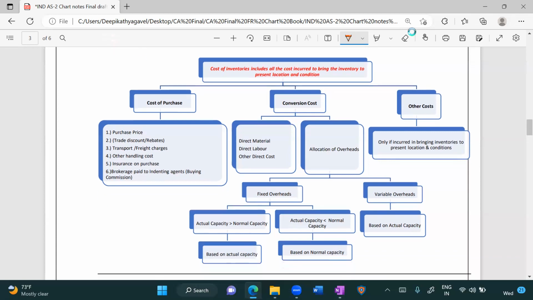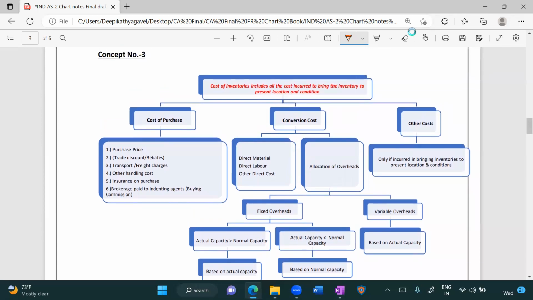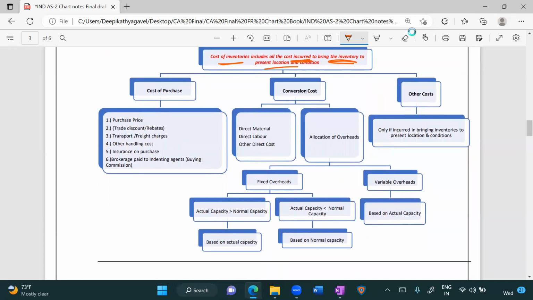Moving on to concept number 3, cost of inventory includes. So what all will the cost of inventory include? Now we spoke about measurement, and it said that it will be measured at lower of cost or net realizable value. So now we are going to see how you determine the cost of inventory. The cost of inventory includes all the costs incurred to bring the inventory to its present condition and location. Whatever directly attributable costs are incurred to bring the inventory to its present condition and location, all those costs will be included in the cost of inventory.